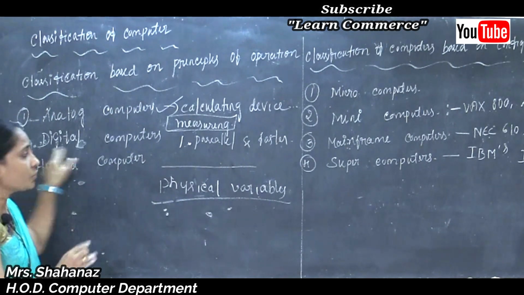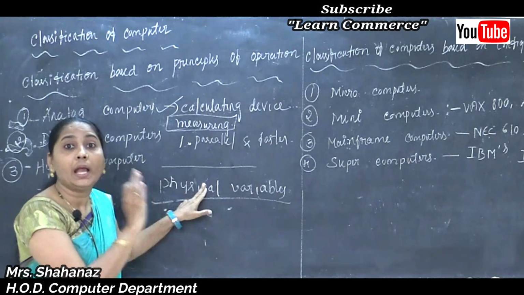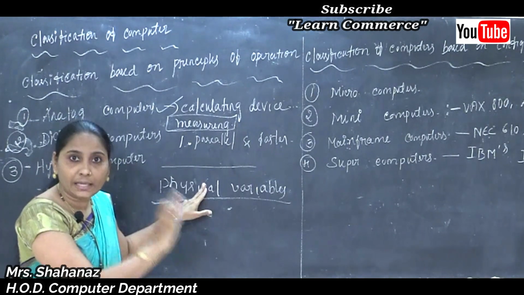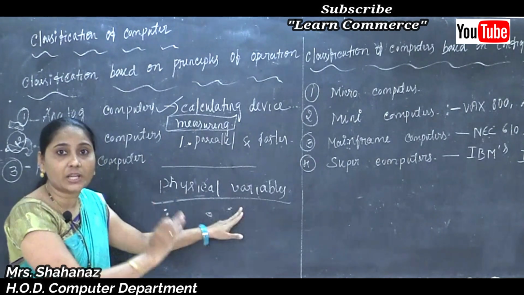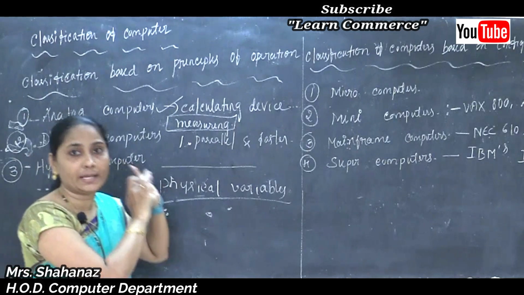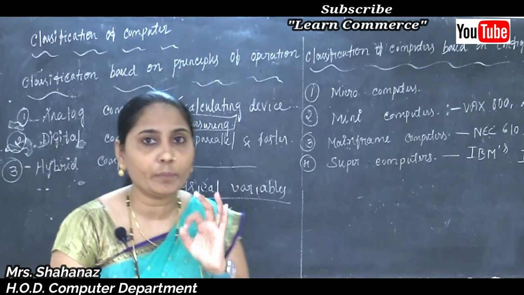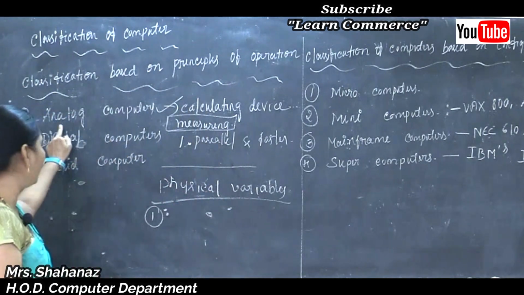Okay? So we can say that our analog computer does not deal with the numbers. Such computers deal with physical variables such as the temperature, speed and the pressure, voltage, etc. Or in a simple way we can say, for a one-line question, the meaning of the analog computer.